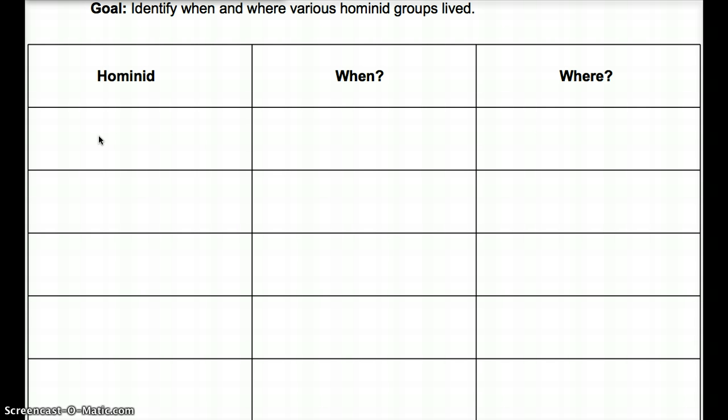Let's start with the earliest. Let's start with Australopithecus afarensis. Now, this is a really long name. We're actually just going to go by the nickname Lucy. And that is a nickname that was given to it by the discoverers because when they found the skeleton, they were very happy and they went back to celebrate, and there was a song called Lucy in the Sky with Diamonds playing, so they nicknamed the skeleton Lucy.